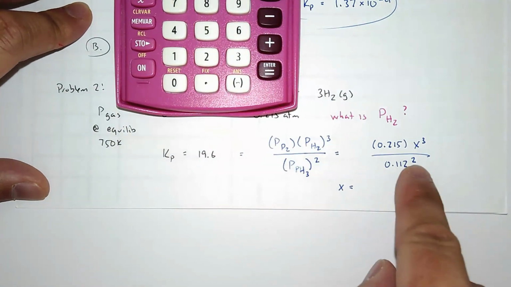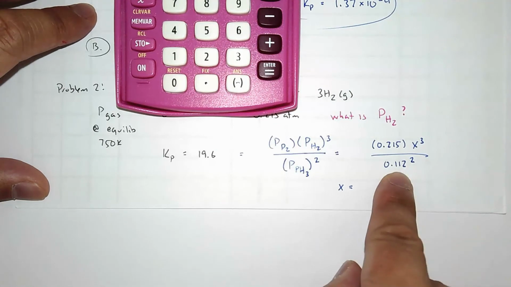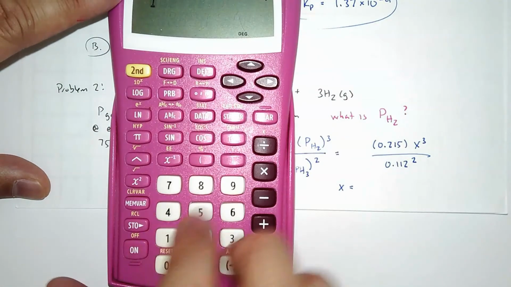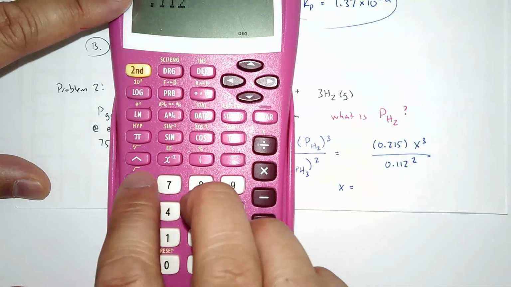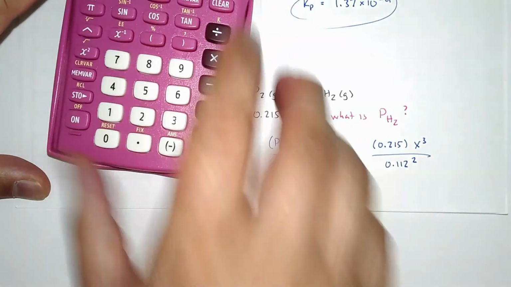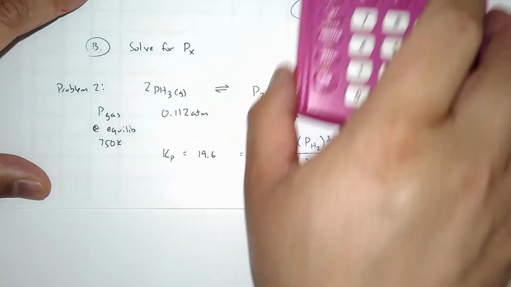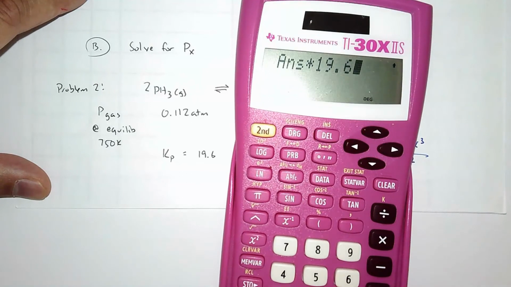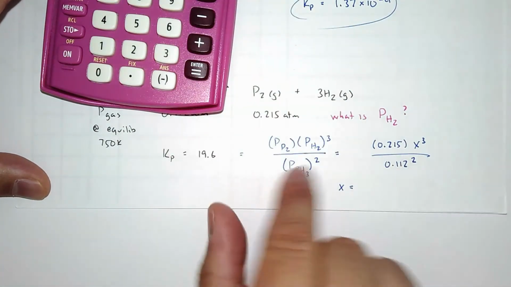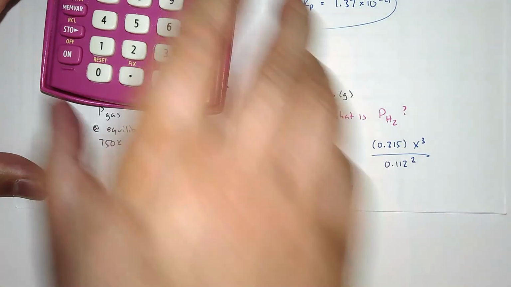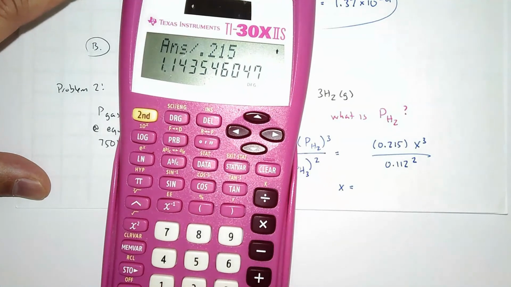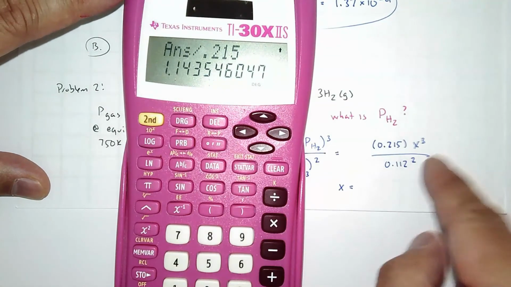I would square this and then cross multiply first. 0.112 squared times what is it? 19.6 equals. And then I've got to isolate x, so I'm going to divide by 0.215 on both sides. Okay, so that number equals x cubed.